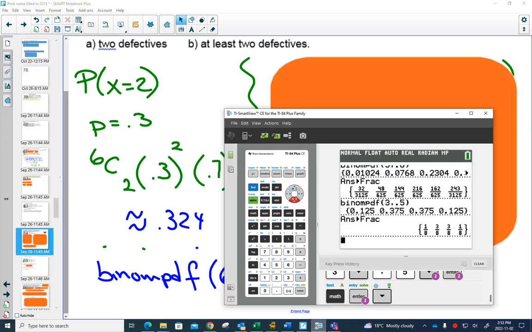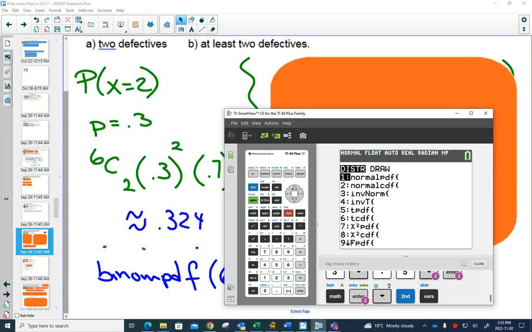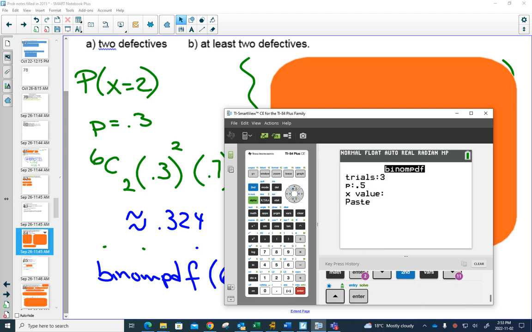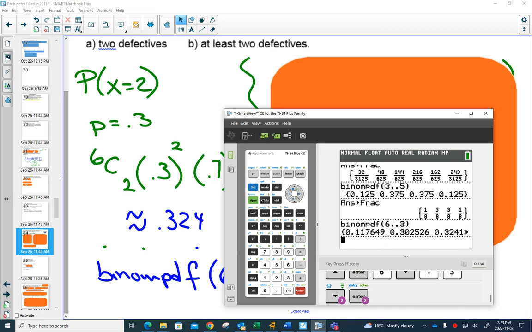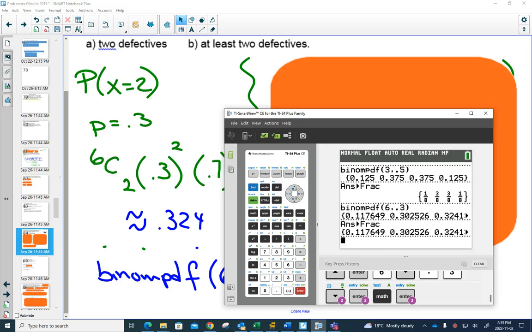If I did the Binomial PDF and didn't put in exactly 2. So number of trials, 6 are chosen. Probability of getting a defective 0.3. I don't choose. I list them all, change them to fractions. Oh, it wasn't happy. It didn't like the fractions. What happened here is there were too many decimal places to change to a fraction, and the calculator got tired of trying, so it was like the denominators are too big.